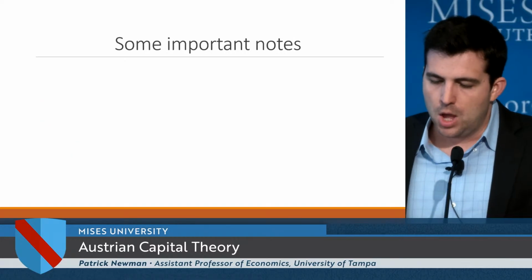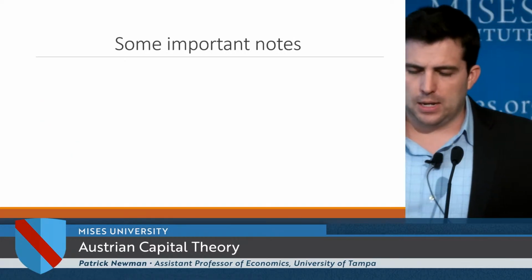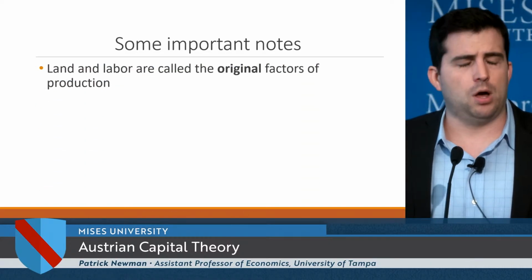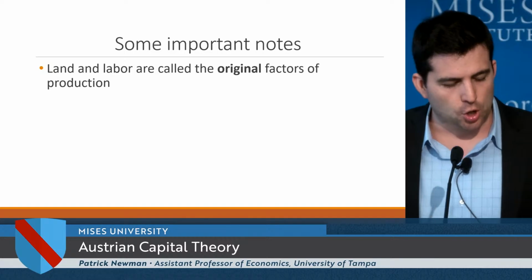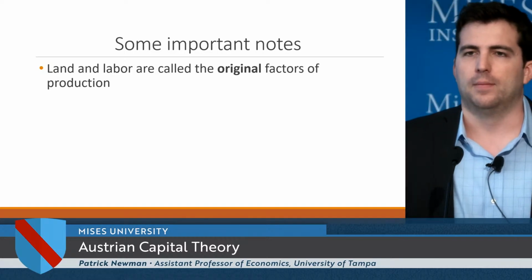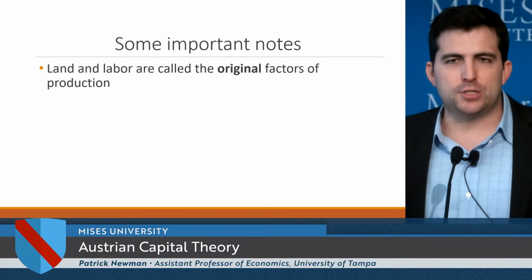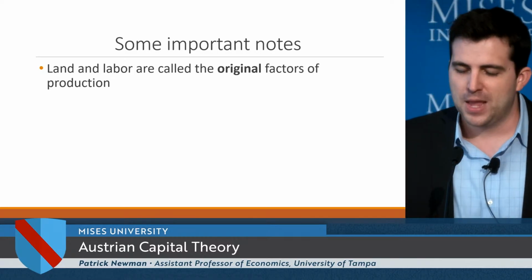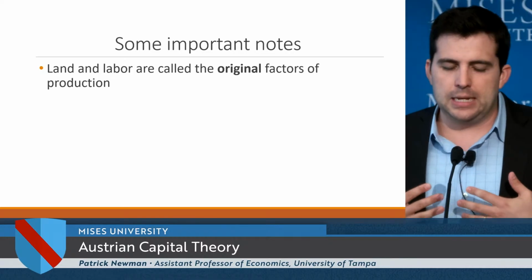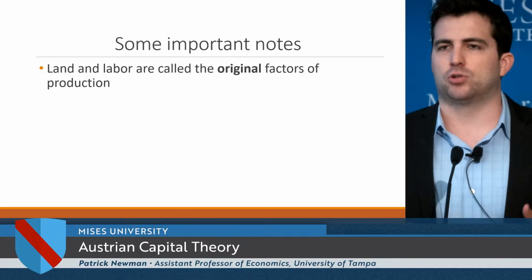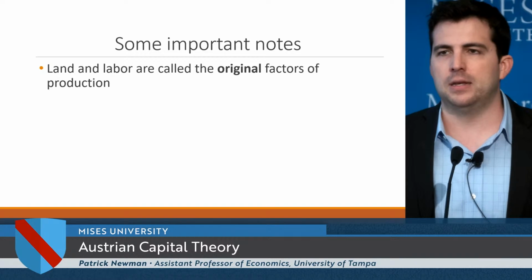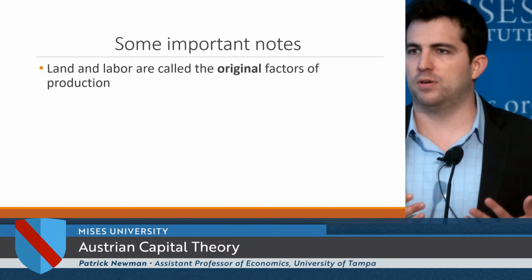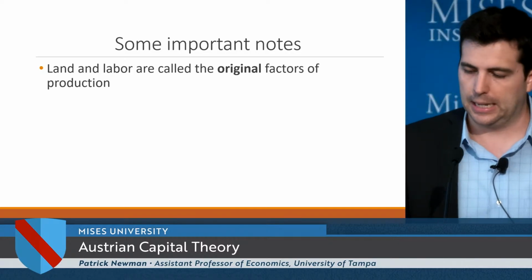Okay, so some important notes, some things I want to clarify here. Austrian economists are big on calling land and labor the original factors of production. Yes, we say that labor is produced, but again, it's produced in a different way. These land and labor, they originate from nature, we say, right? They are given, and it's really about how entrepreneurs and other individuals decide how to use land and labor, right?